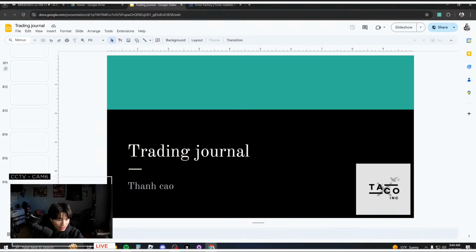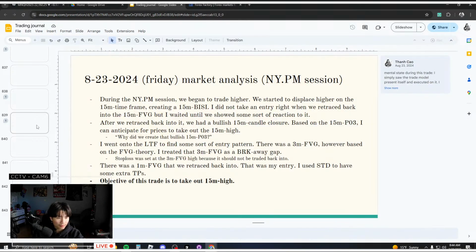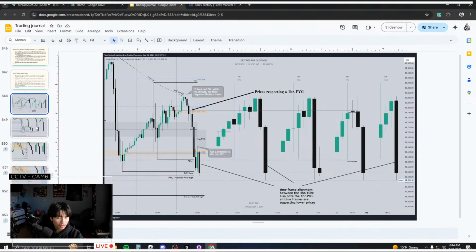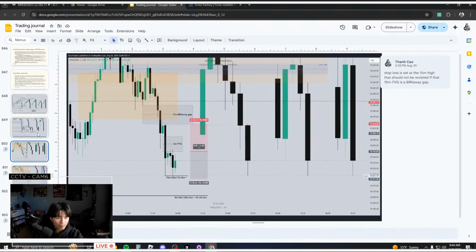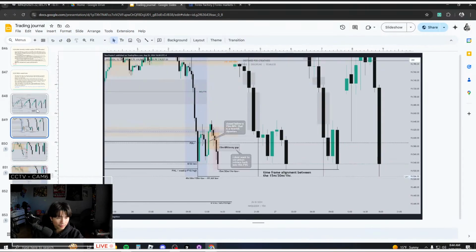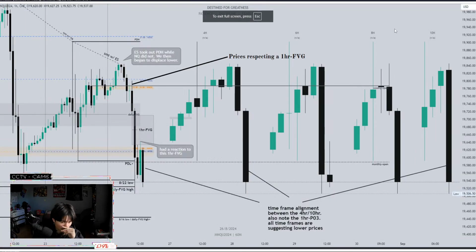To take a look at a trade, let's just look at a random one here. Let's go with this one. All right, coming into this trade, it looks like there's a lot going on here, but I'll break it down very simply. Let's take a look at how we closed here on the 4-hour candle and the 10-hour candle. This 10-hour candle, to me, is very bearish. The way that we closed, I can anticipate prices taking out the 10-hour low. Same thing here with the 4-hour time frame.